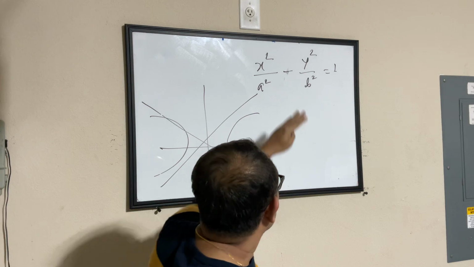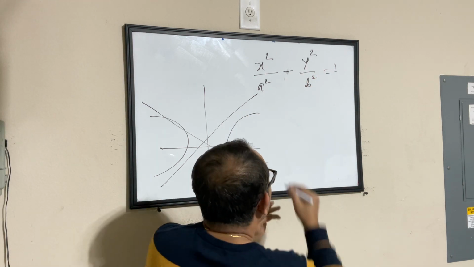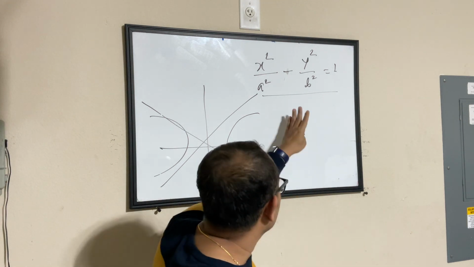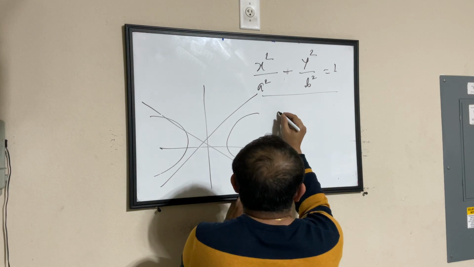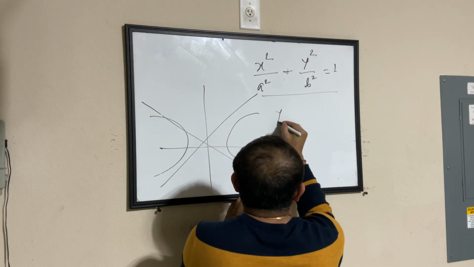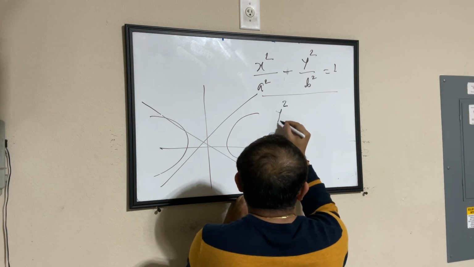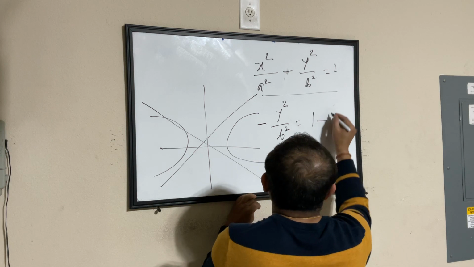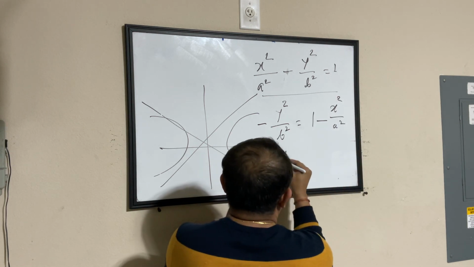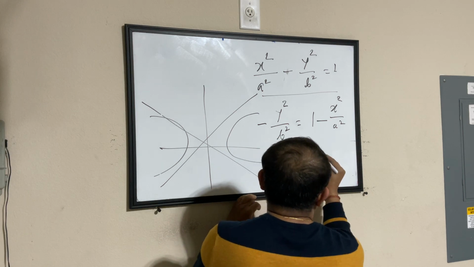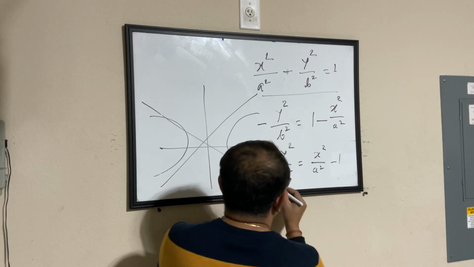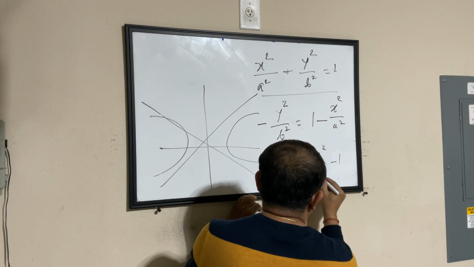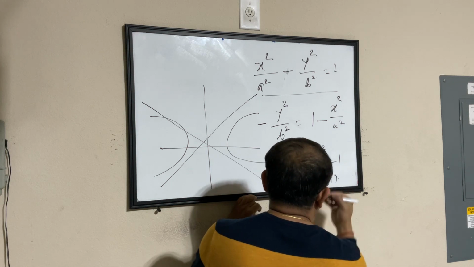So just to relate, let's look at this equation real quick. If I had this equation as my equation for the hyperbola, let's not go to the asymptote, okay? Let's quickly look at this equation in simplest form. If I try finding out the value of y squared by b squared, it will be equal to 1 minus x squared by a squared, or y squared by b squared will be equal to x squared by a squared minus 1, or y squared will be equal to b squared multiplied by x squared by a squared minus 1.